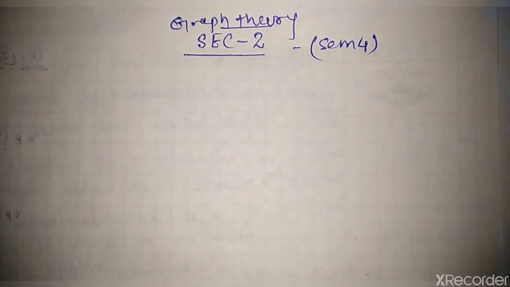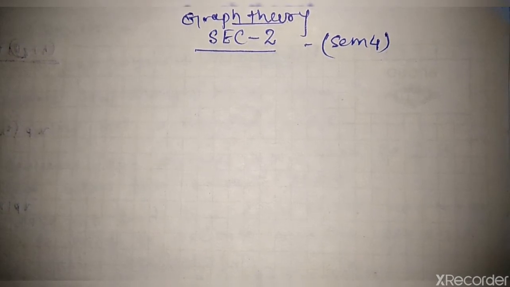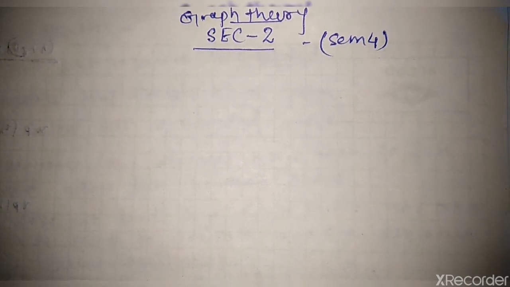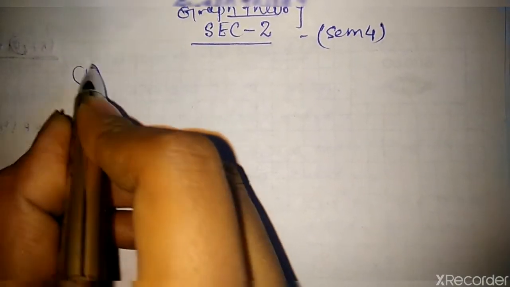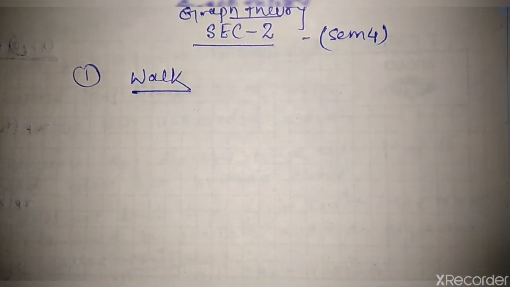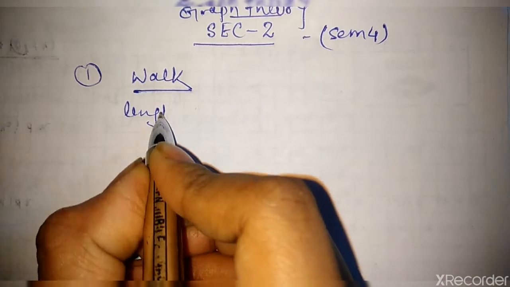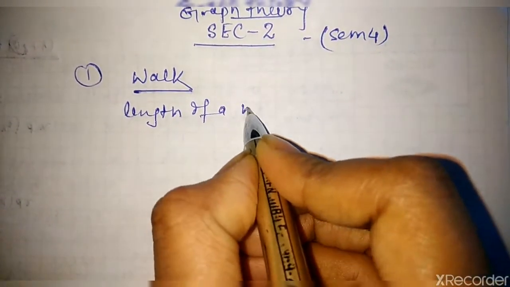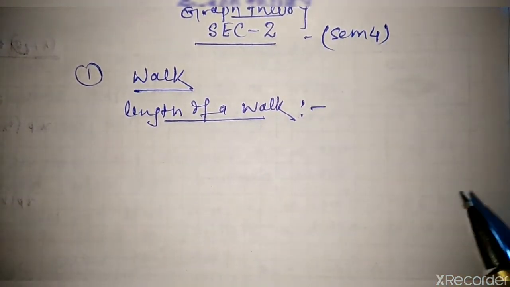I have given lots of PDF notes, and here we will only understand all the terms given in the PDF. So the first is walk. What do we mean by a walk? Here the first is the length of a walk. Earlier I have discussed the walk, so today we will see the length of a walk.